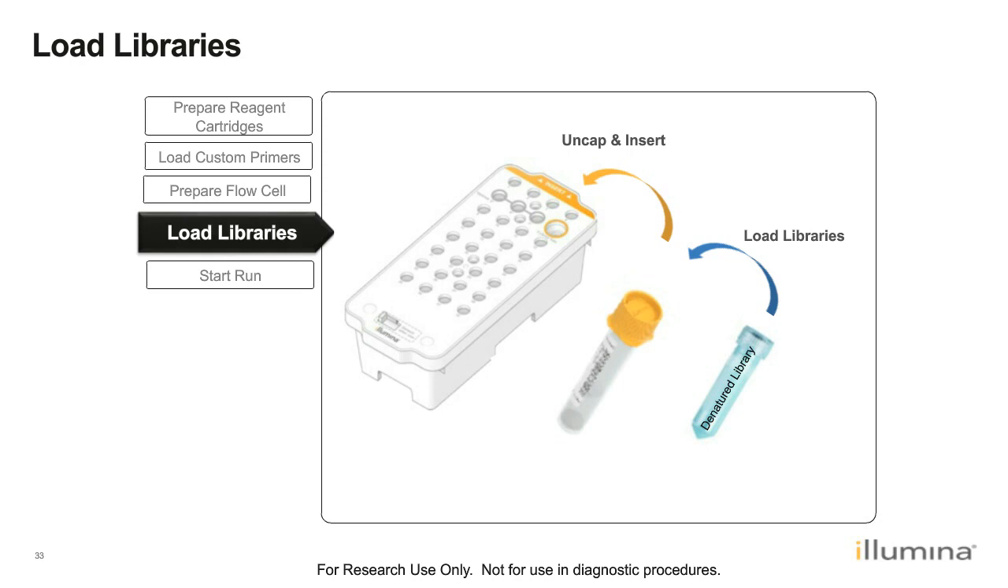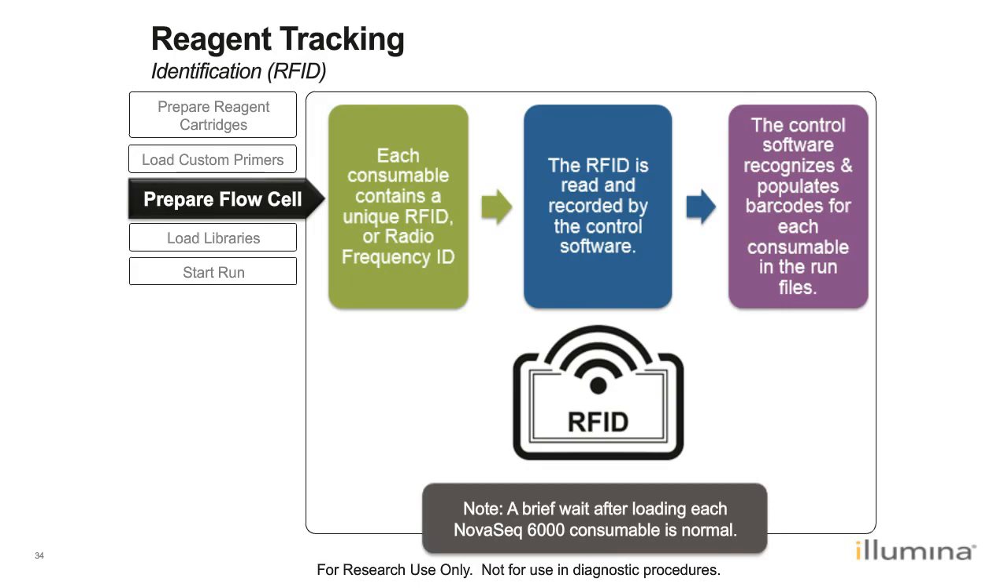Next, we'll load the denatured and diluted library pool into the library tube, and we will be sure to leave the cap off. We'll load that into the cluster cartridge. And one nice thing is that if we did forget and put the cap back on, the cartridge will not fit into the instrument. So once all of the consumables are ready, we'll load them onto the instrument as prompted. It will take a little while for the RFID information to register during run setup.